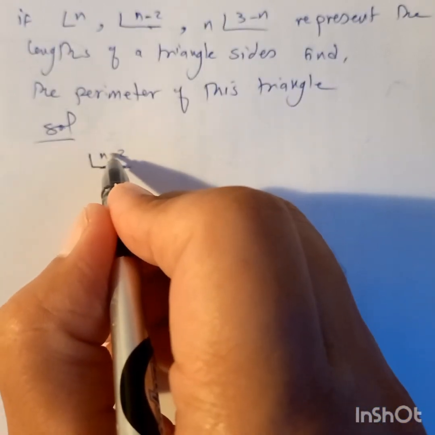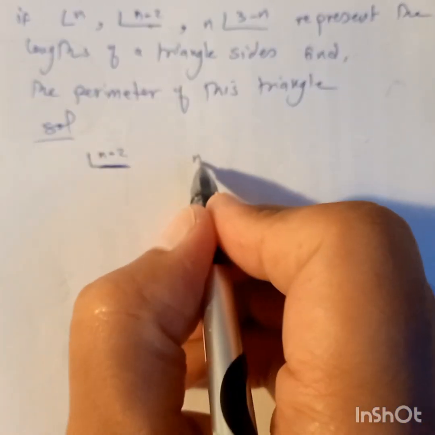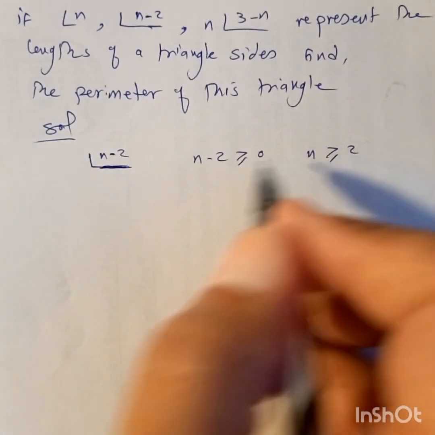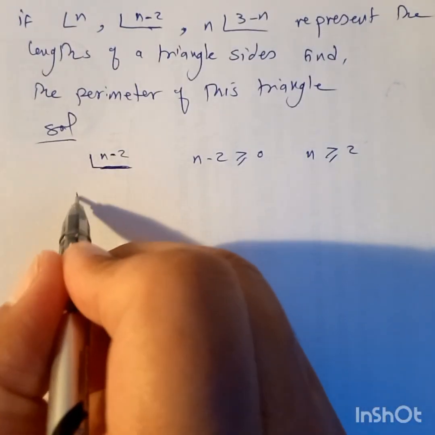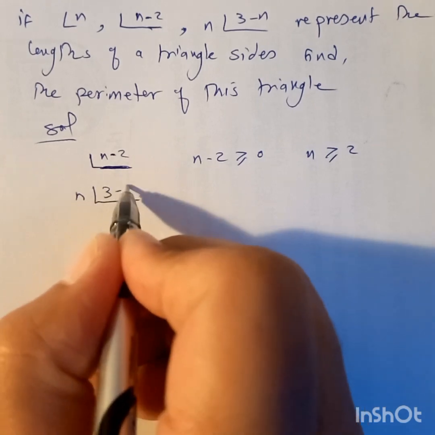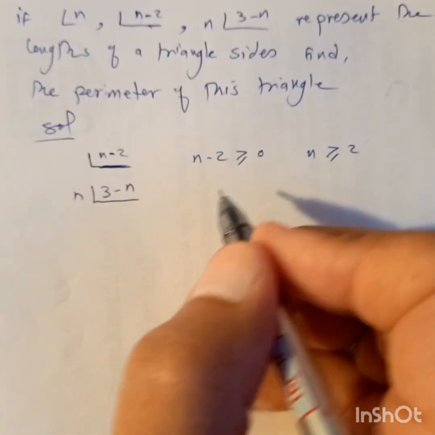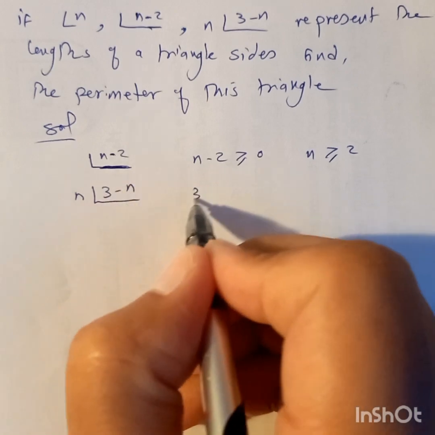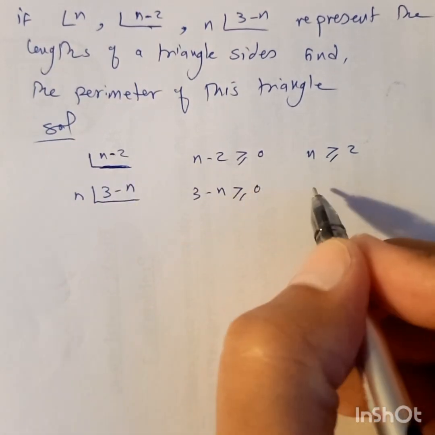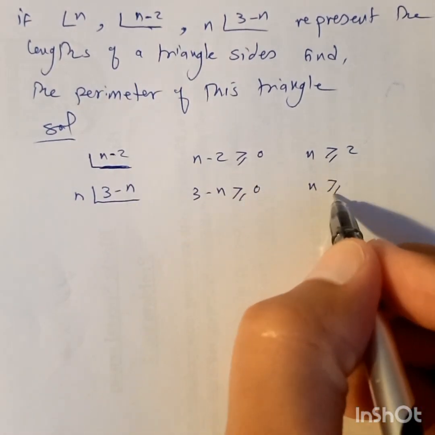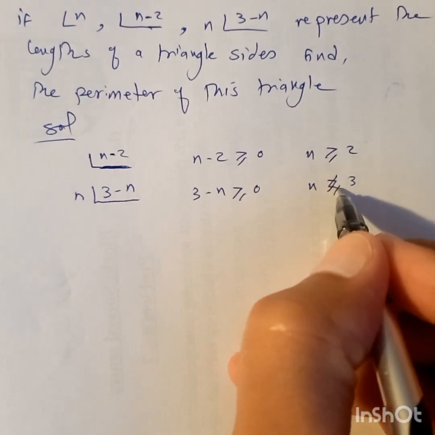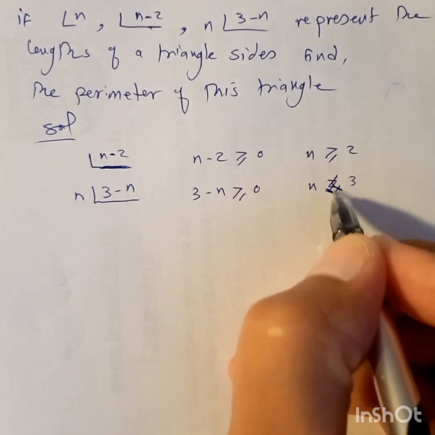From the properties of factorial, n minus 2 is greater than 0, then n is greater than 2. Similarly, we have factorial of 3 minus n as the length of one side of this triangle. Then from the properties of the factorial, 3 minus n is greater than 0, then n is less than 3.